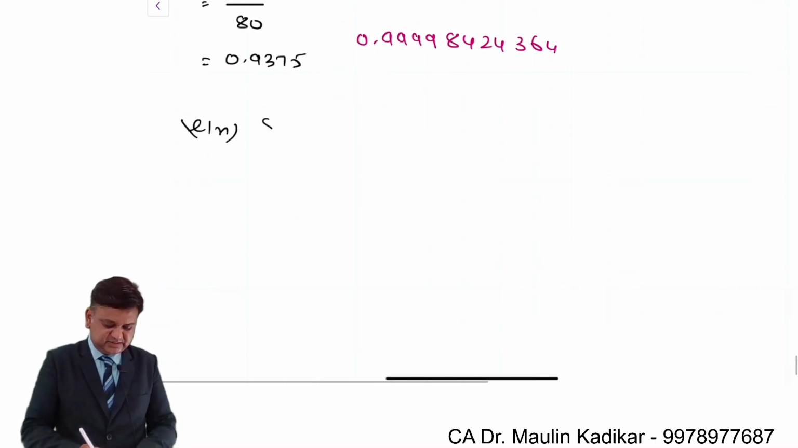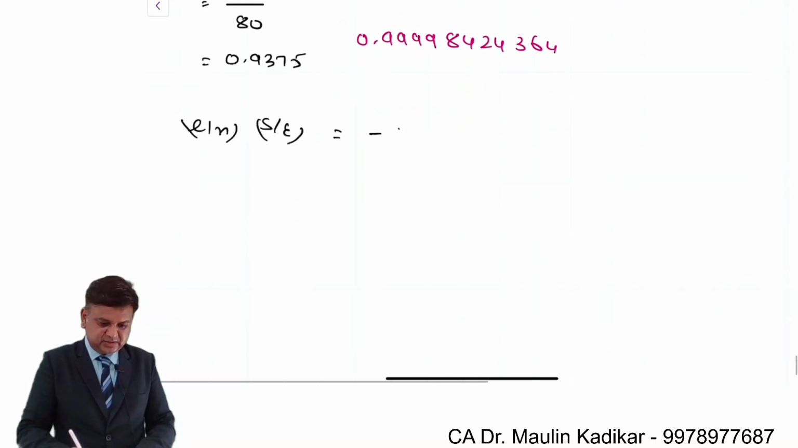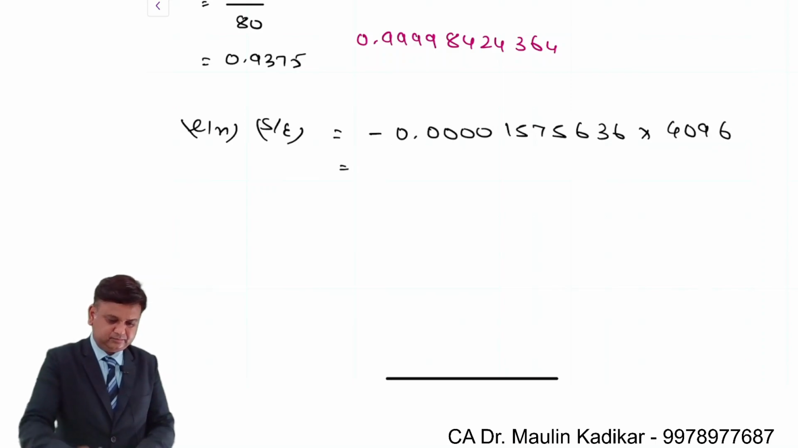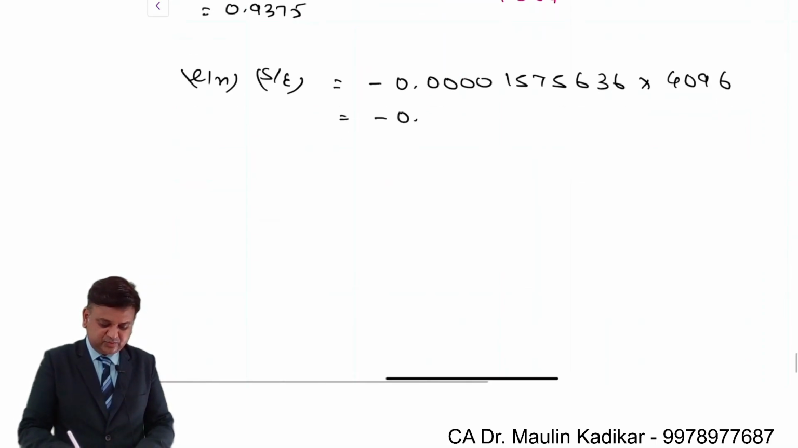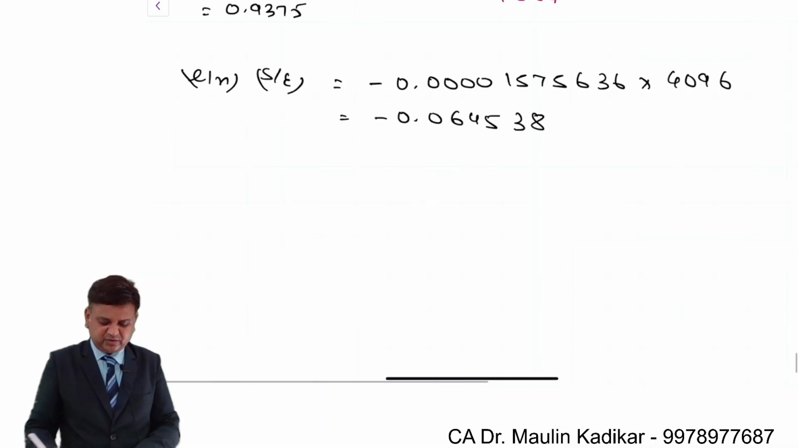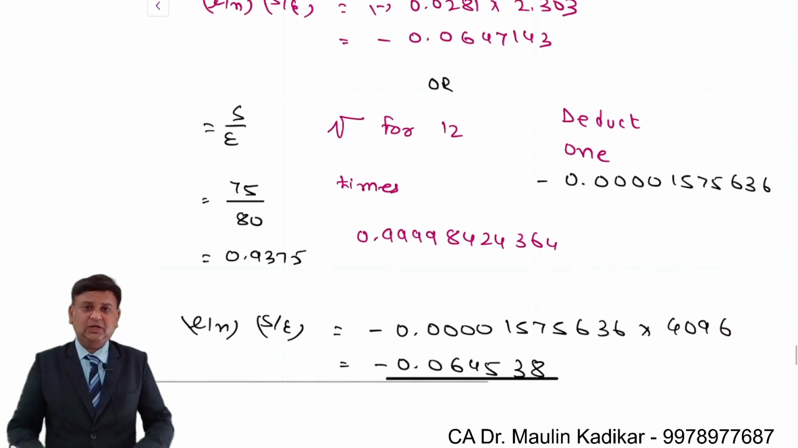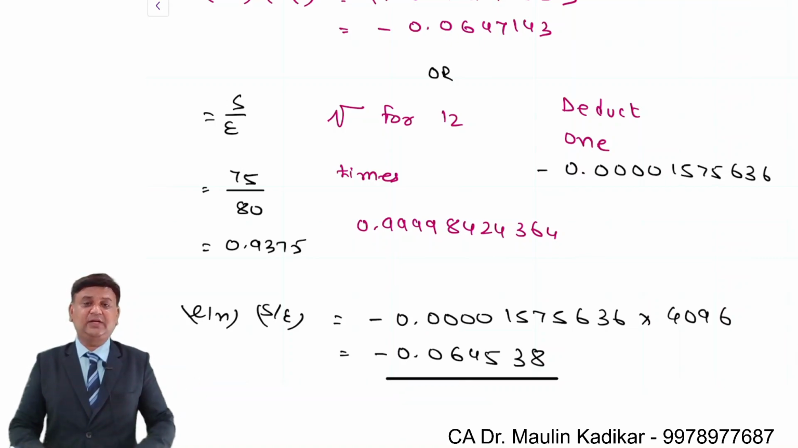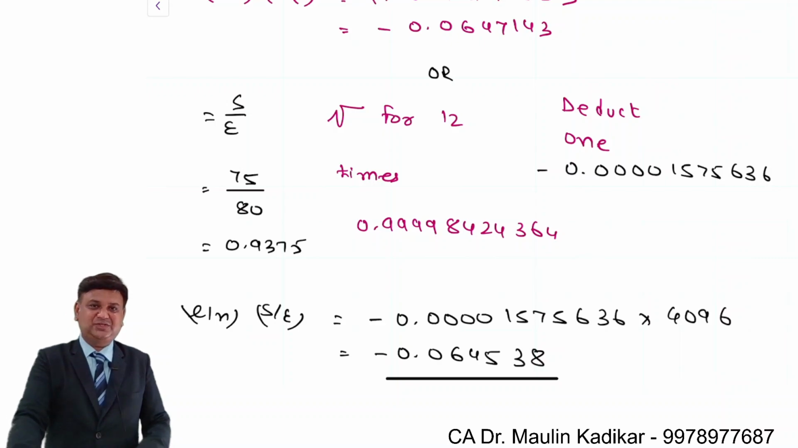And lastly, ln S divided by E is negative 0.01575636 into 4096. That comes to negative 0.064538. You may write, you may not write. So again you can see that there is a marginal difference. However, either of the answers is acceptable, and of course it is not going to have a huge impact on the D1 calculation.